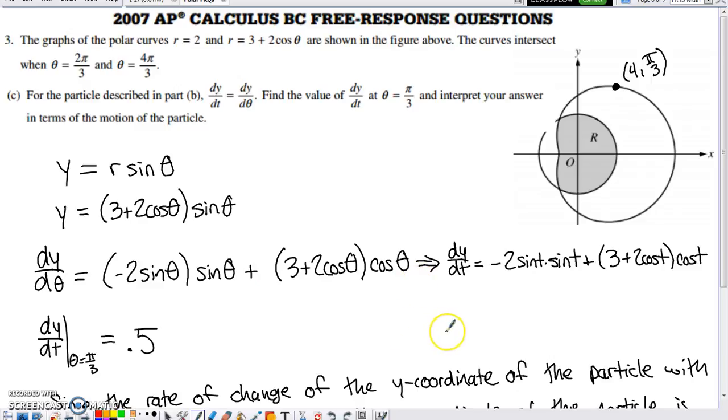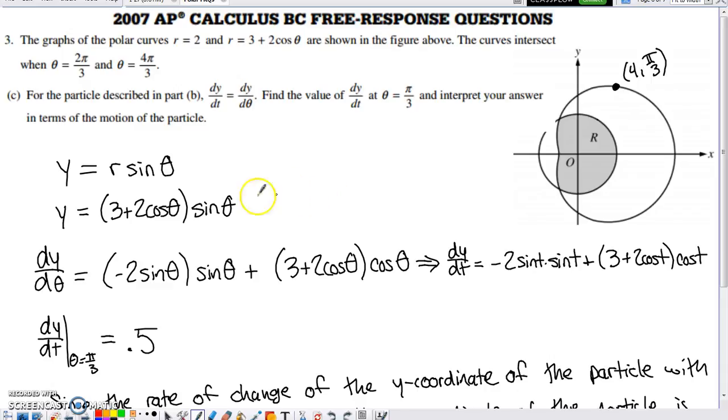Part C is a continuation of Part B. It's talking about the same particle, and now they're concerned with the y rate of change, right? The rate of change of y with respect to time is equivalent to dy d theta. So again, t and theta are pretty much synced up for us here. And they ask us to find the value of dy dt at the instant when theta is equal to pi by 3, and then interpret what that means in terms of the motion of the particle once again.